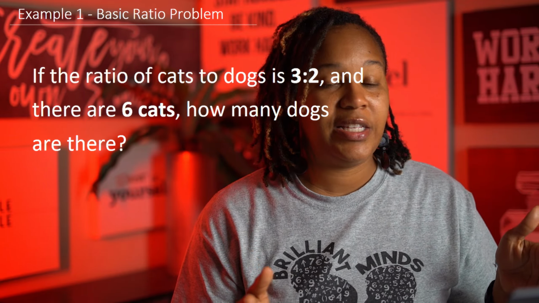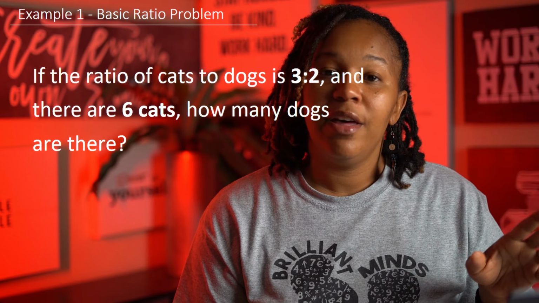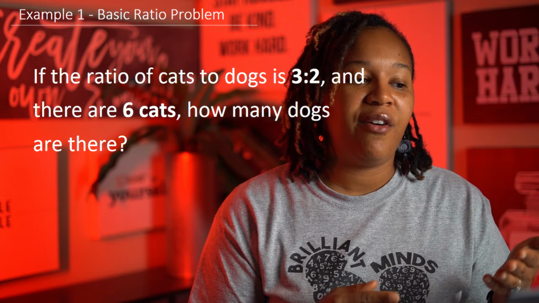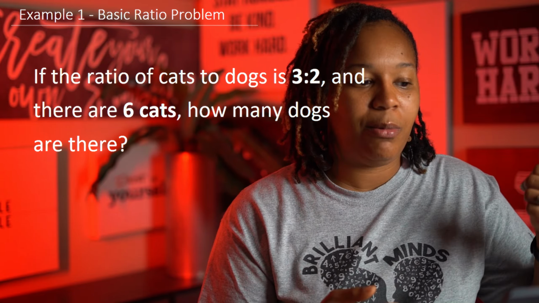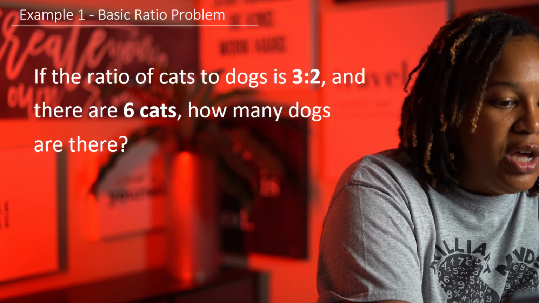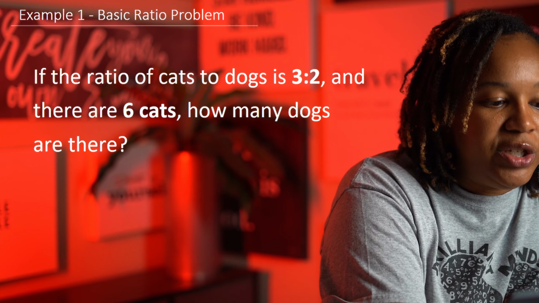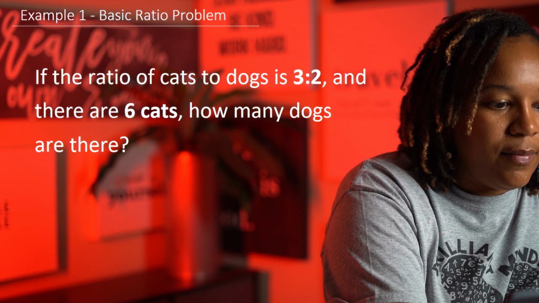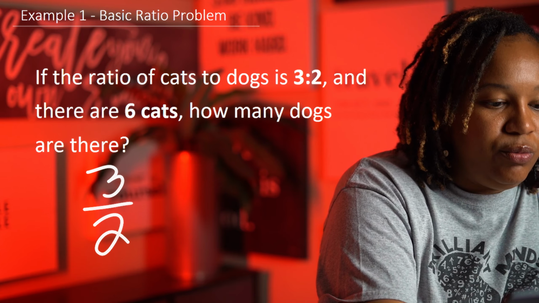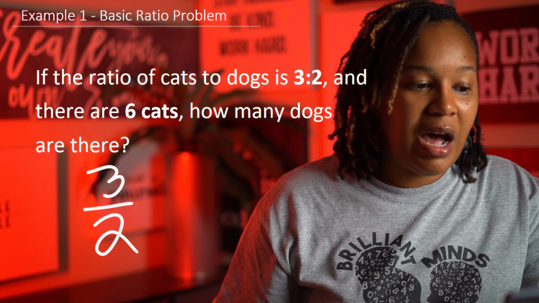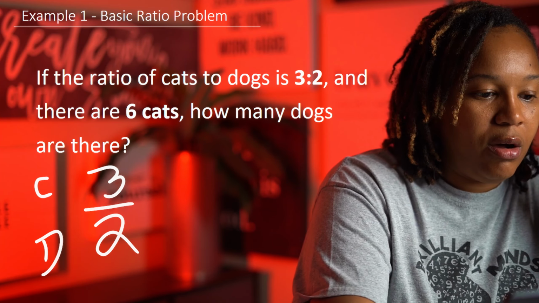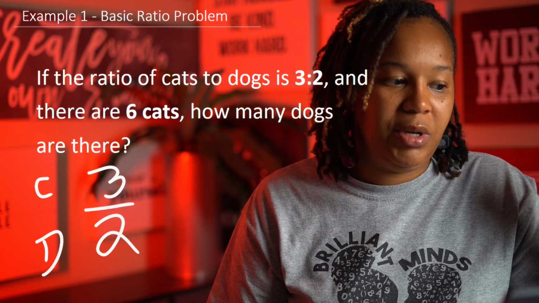In our first example, if the ratio of cats to dogs is 3:2 and there are 6 cats, how many dogs are there? Whenever you have a basic ratio problem, what you want to do is set up a fraction. So our fraction is going to be the ratio 3:2. The top represents cats, so I'm going to put a C, and the bottom represents dogs. I just went in the order that it gave it to me in.